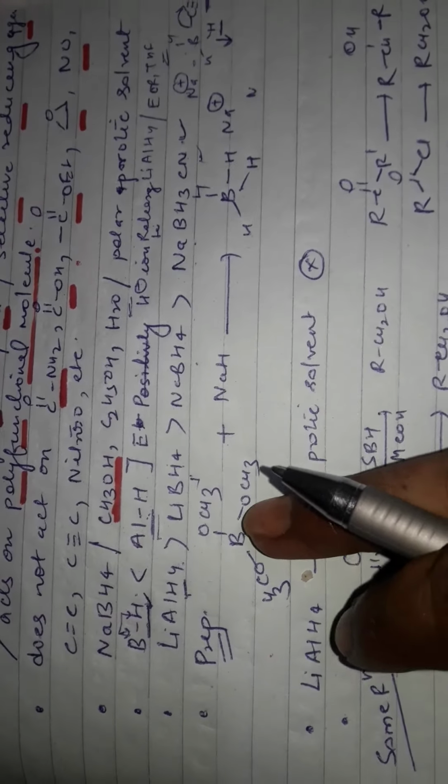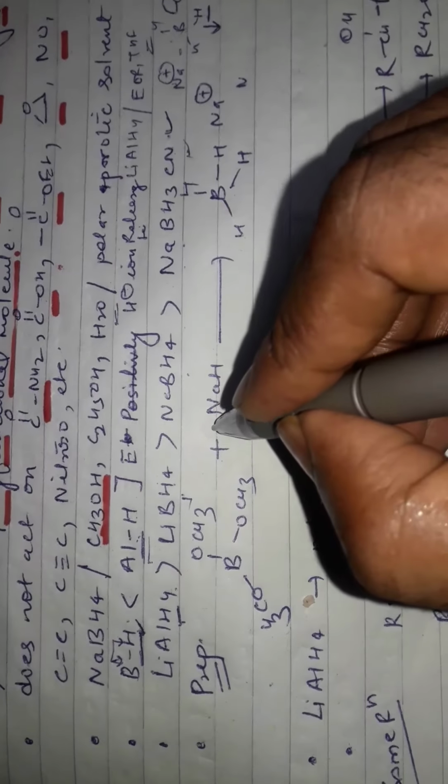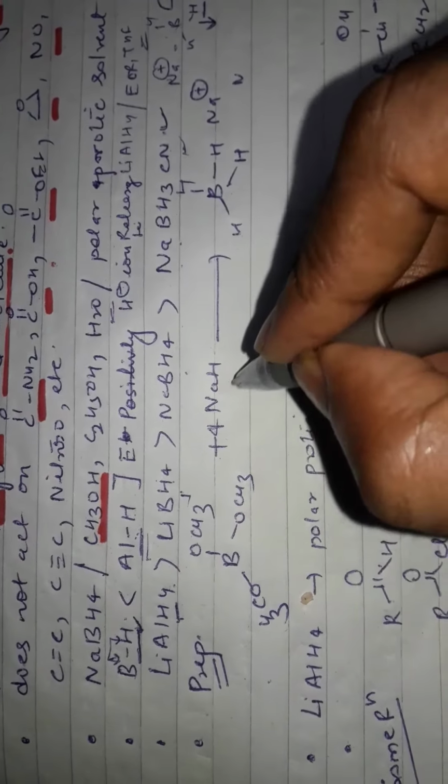So how to prepare it? The next point we have mentioned there is that you can prepare this B(OCH3)3 by adding 4 NaH molecules. So you can prepare this. Okay, so that is all about sodium borohydride.